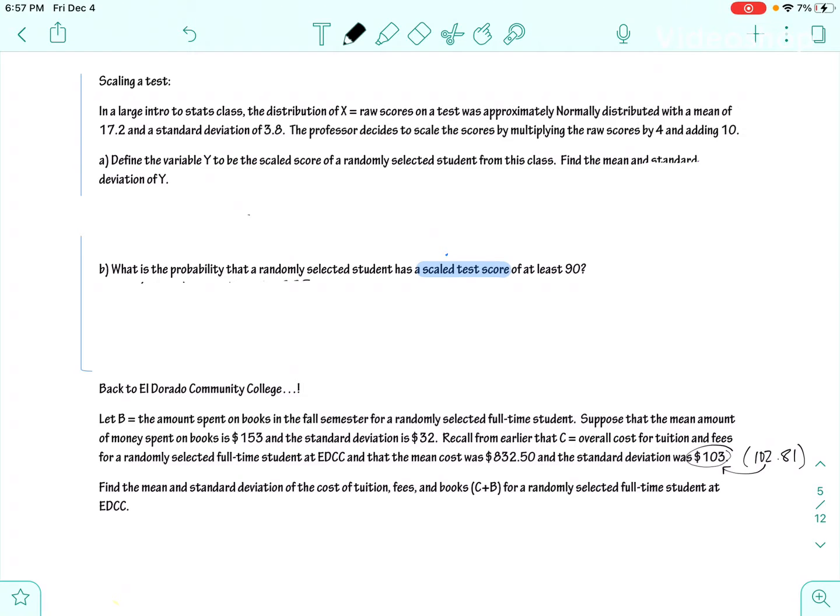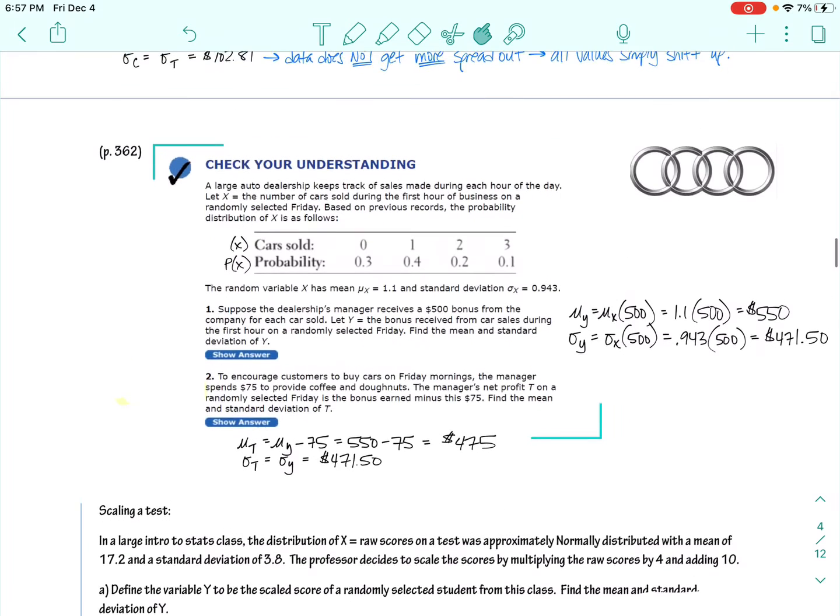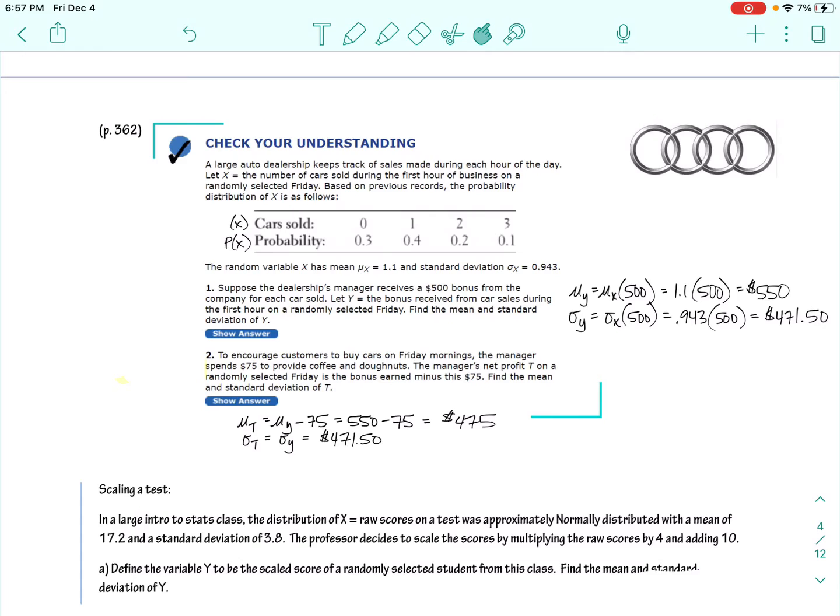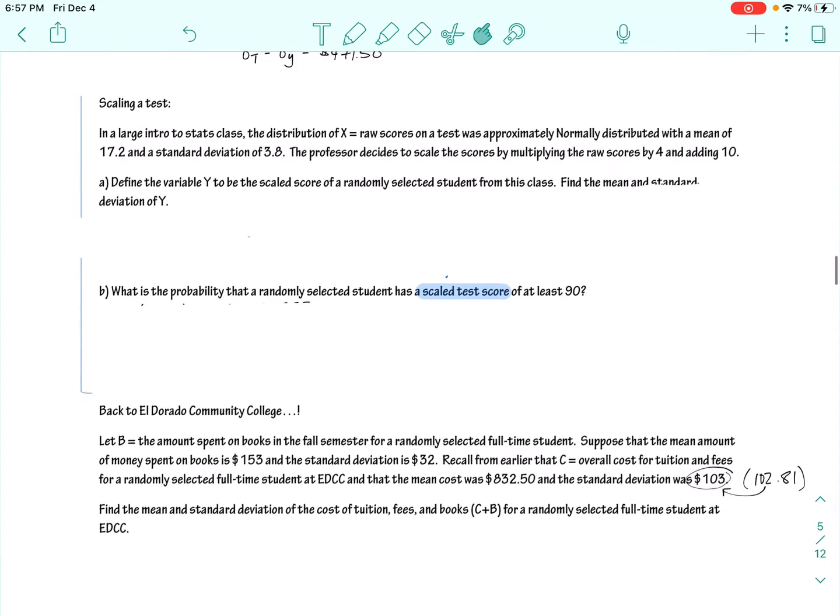All right, you guys, here we are. I'm in the middle of page 5, just picking up where we left off in class. Let's see, we just finished that example about cars sold and the probability of the number of cars sold on a randomly chosen Friday at a car dealership. Remember, we had talked about what happens to the dealership manager's take-home money when he gets a bonus and spends $75 on coffee and donuts, whatever. So we're in the middle of page 5.